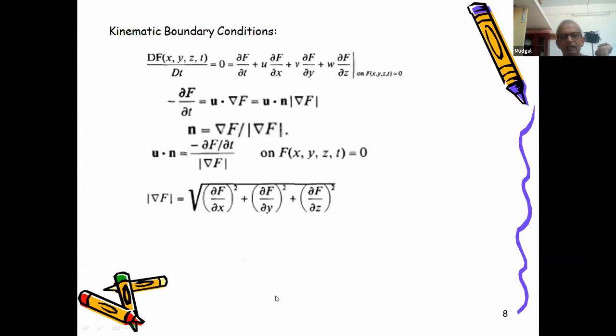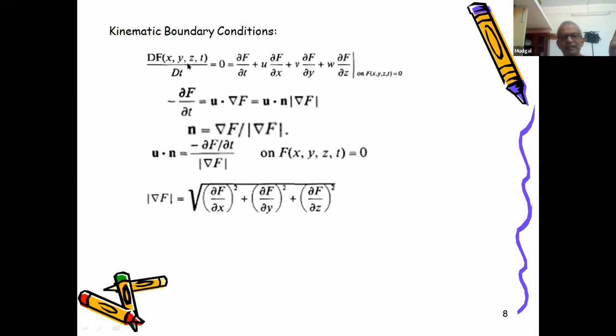Now, let's look at this kinematic boundary condition. So what does this kinematic boundary condition say? It says that capital D by Dt, which indicates the total derivative, of F is zero. Using the chain rule, you can write this out. Now this F is the equation of a streamline or a boundary. F could be a function of x, y, z, which are space coordinates, and it could also be a function of the time coordinate t, which means that the boundary could be moving.